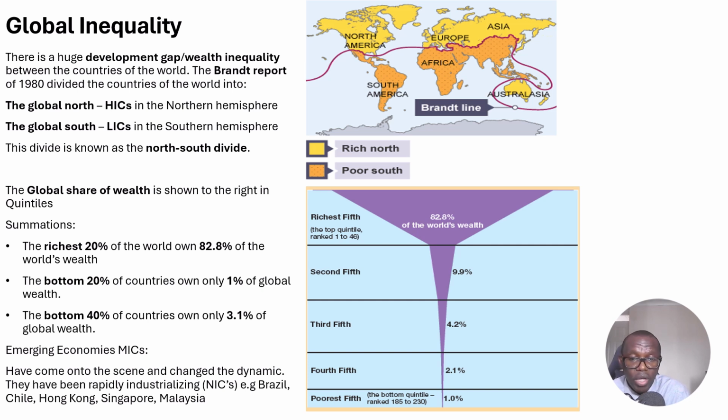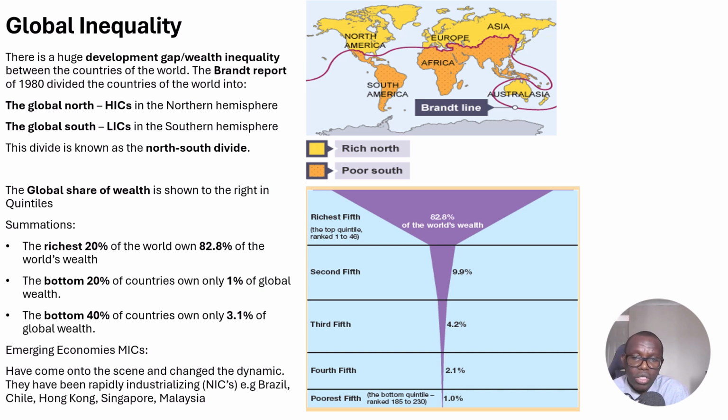Now, obviously, locationally, those countries that are LICs are in the southern hemisphere, and the global north is in the northern hemisphere and consists of the rich countries. And this divide here is known as the north-south divide.